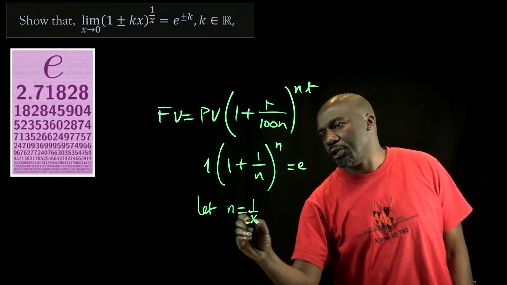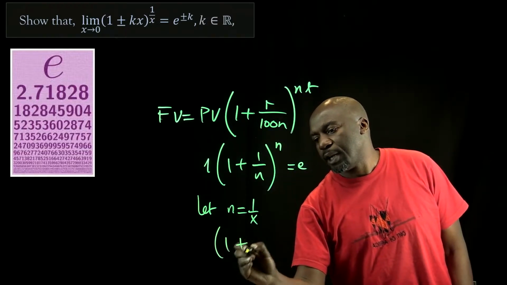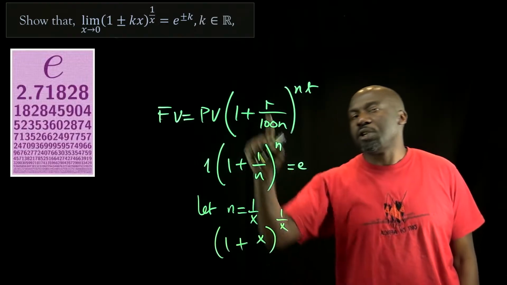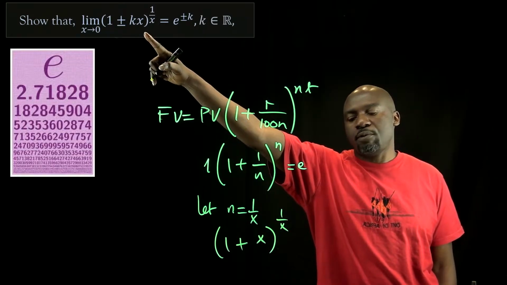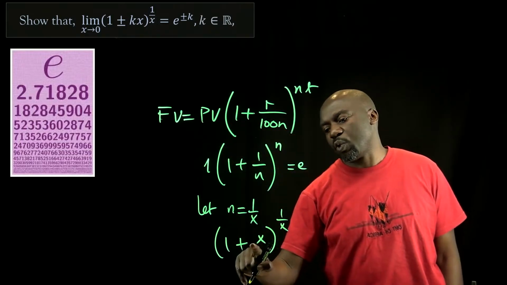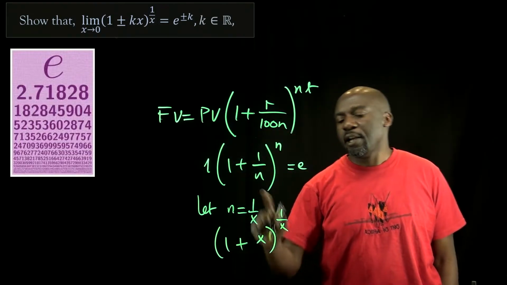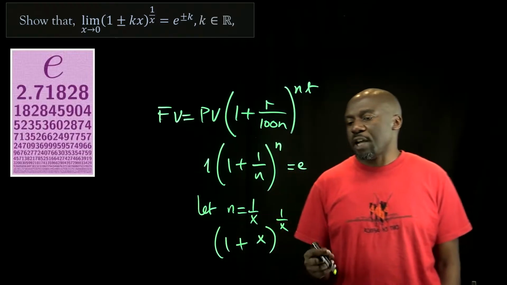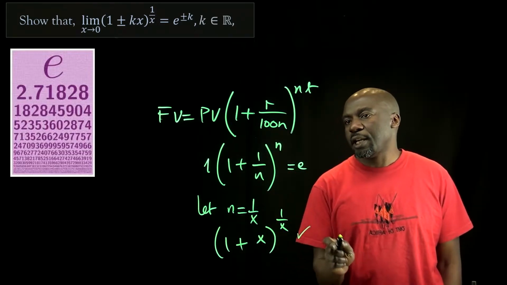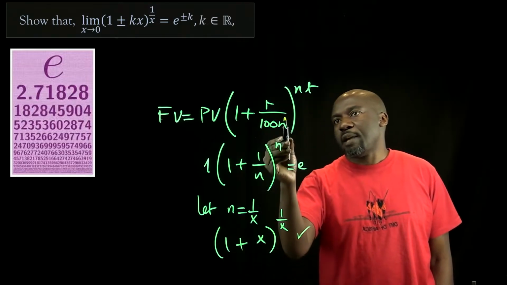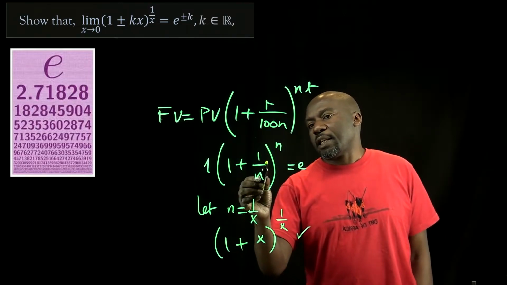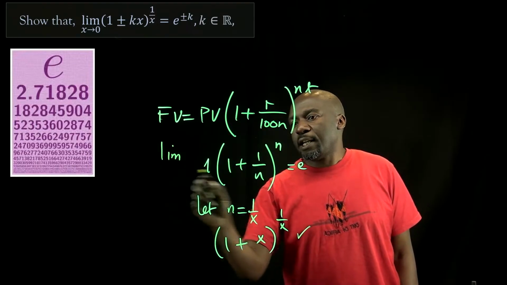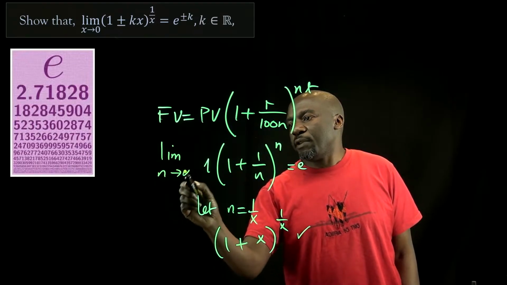So this will reduce to (1 + x)^(1/x), which is the same as what we have here, which is similar to what we have there. Of course, we can introduce a constant there, k. All right, but generally this is what we have. So what we are trying to say is that this expression here is the same as that expression, but this expression occurs as the limit as n tends to infinity.